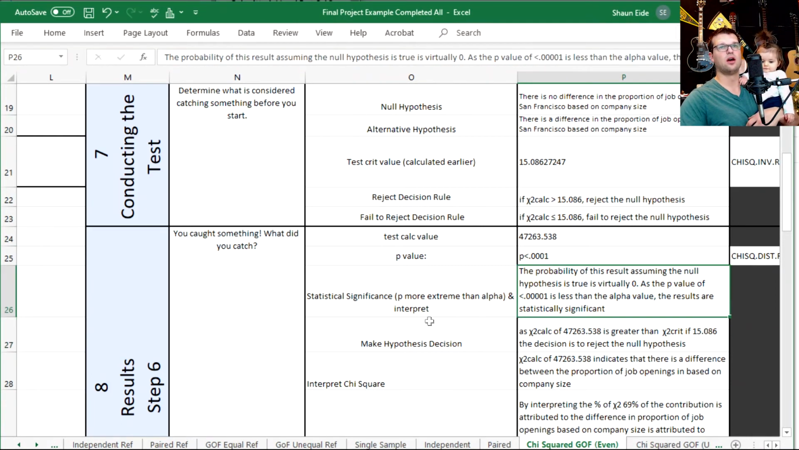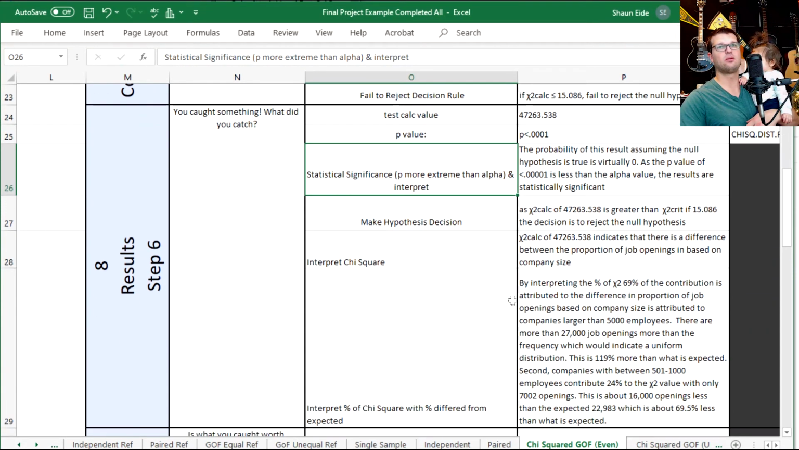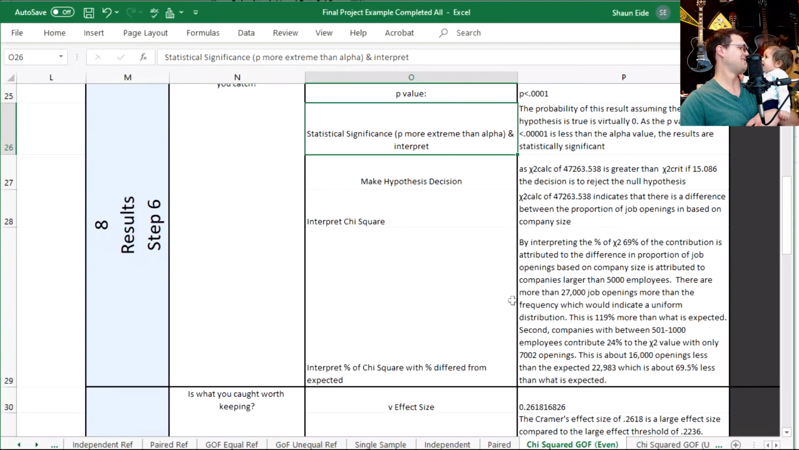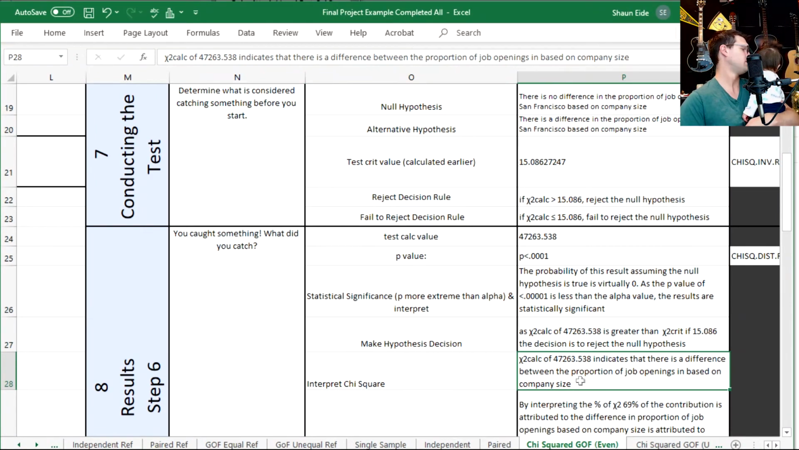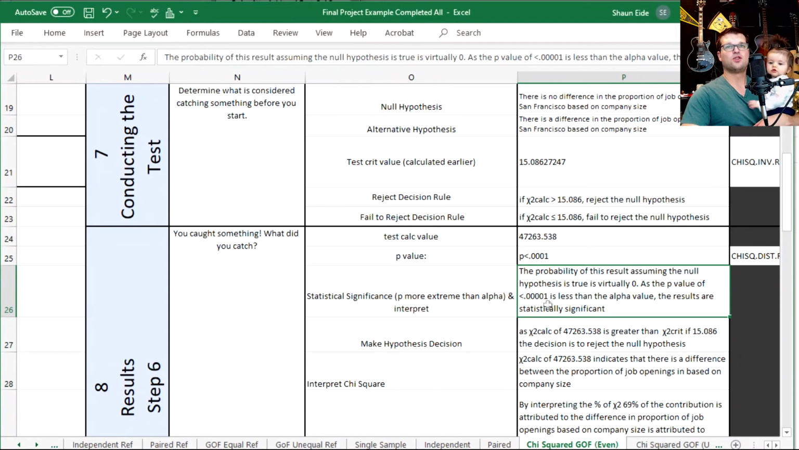Okay, so when you're interpreting it, this is a little bit different than the other hypothesis tests, because I have you do your interpretations right here. The probability of this result, assuming the null hypothesis is true, is virtually 0. As the p-value is less than 0.001, the results are statistically significant.